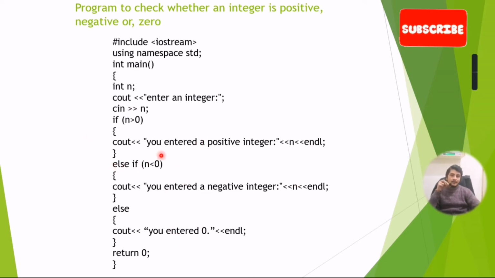And if you entered a negative number, then this statement will be printed, and the first one and the last one will be skipped. But if you entered a 0, then this last statement will be printed, and the remaining two will not be printed. So this is very simple to understand from this example.